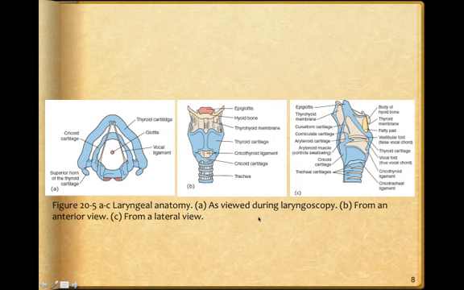This is Figure 20.5 A through C, and this is laryngeal anatomy as viewed through a laryngoscope. Whenever we apply the laryngoscope, it would be applied here. If we use a curved blade, it'll actually go in the vallecular space. If we use a straight blade, we kind of take slices out until we see this opening.